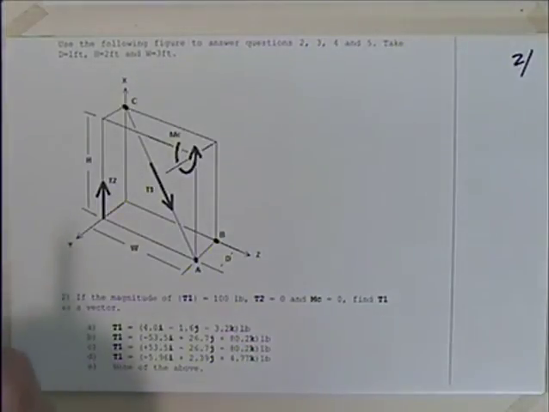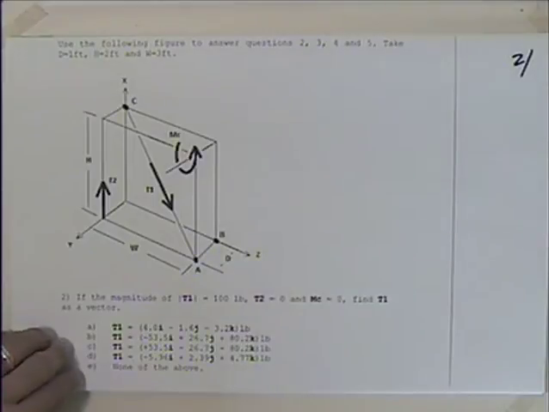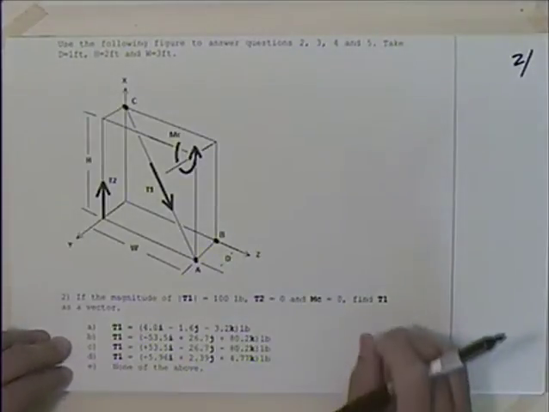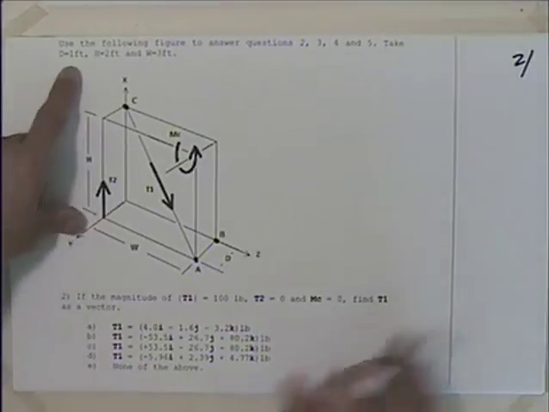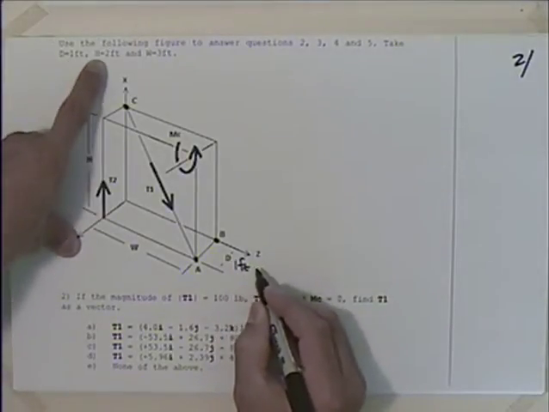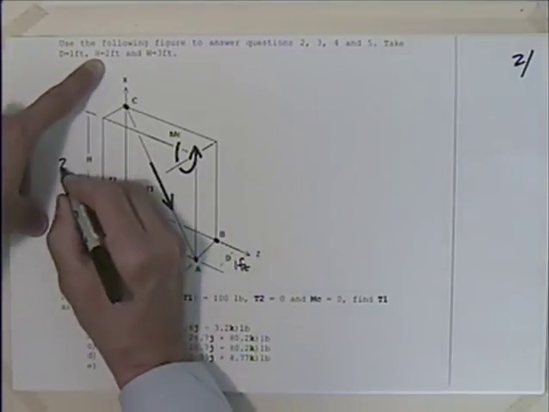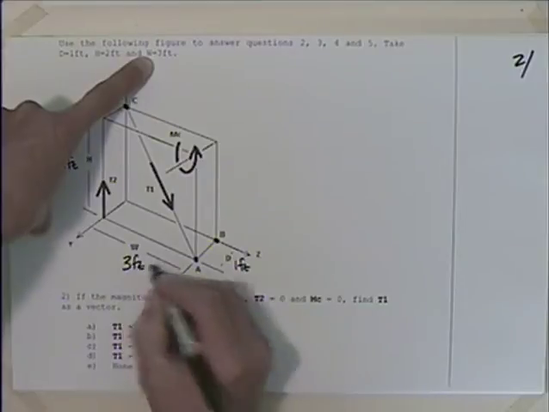I think I mentioned to someone that I like this figure. It took me a long time. I actually drew this in Paint, so I like to use it a lot because you put a lot of effort into making it. So we're told the D dimension is 1 foot, the H dimension is 2 feet, and the width dimension is 3 feet.